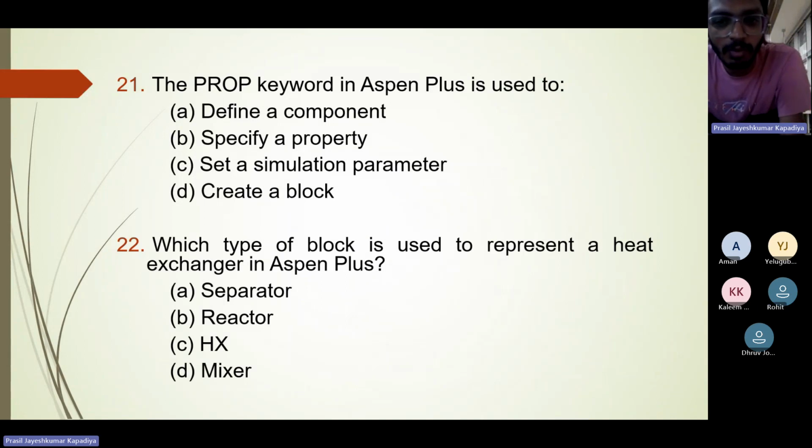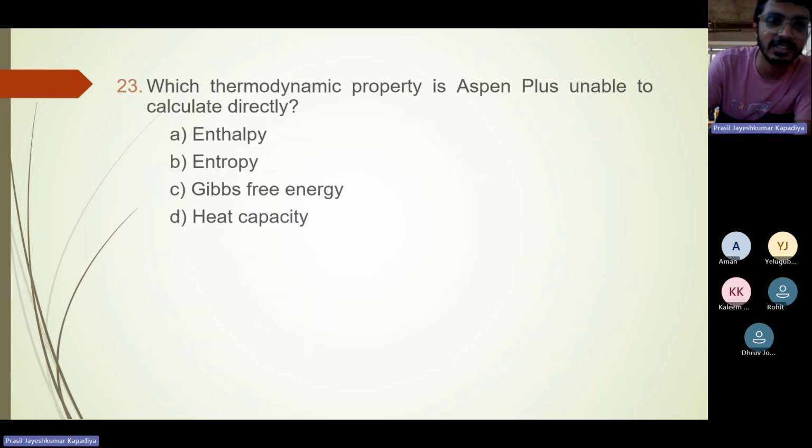Which type of block is used to represent a heat exchanger in Aspen Plus? Separator, reactor, HX, or mixer? HX, yes. It is HX, heat exchanger. The name itself says the answer.